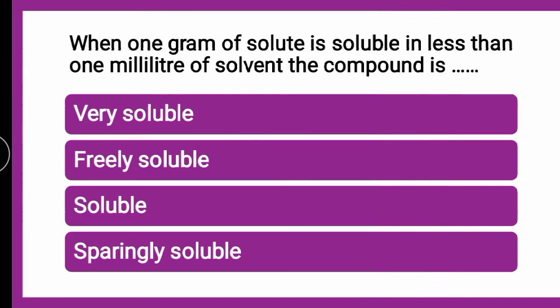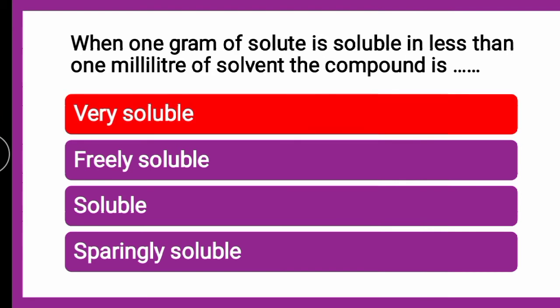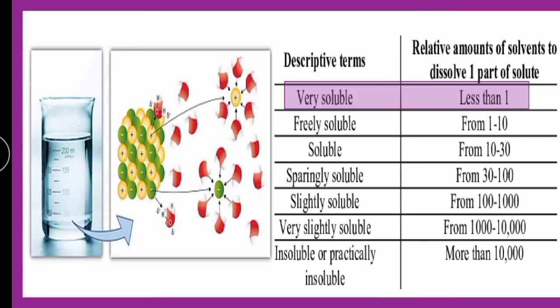Next question is, when 1 gram of solute is soluble in less than 1 milliliter of the solvent, the compound is dash. Means when 1 gram of solute is soluble in solvent which is even less than 1 ml. So the category includes whether it is very soluble, freely soluble, only soluble or sparingly soluble. The correct answer is it is very soluble. Though according to the solubility chart, these are the descriptive terms.